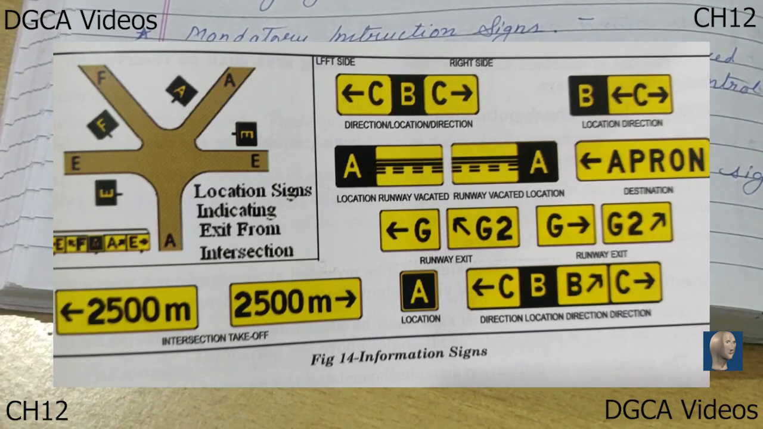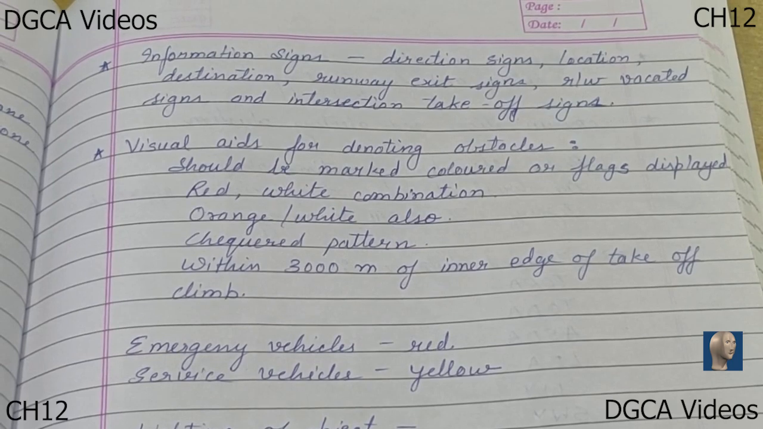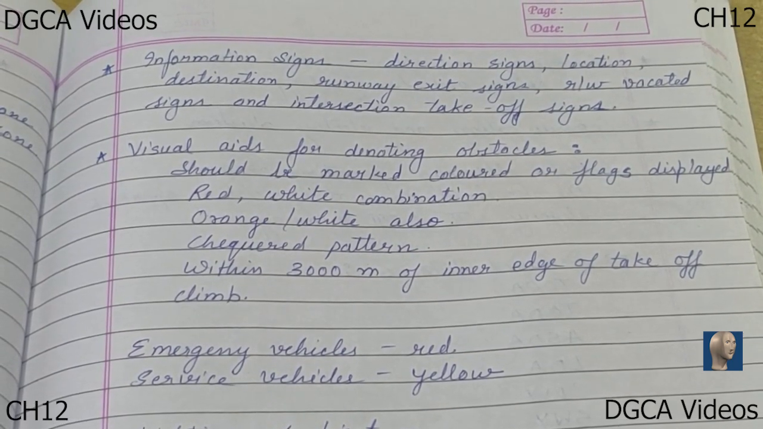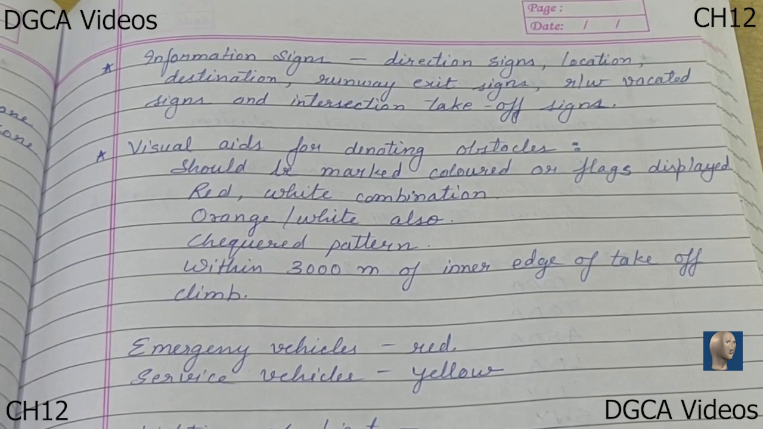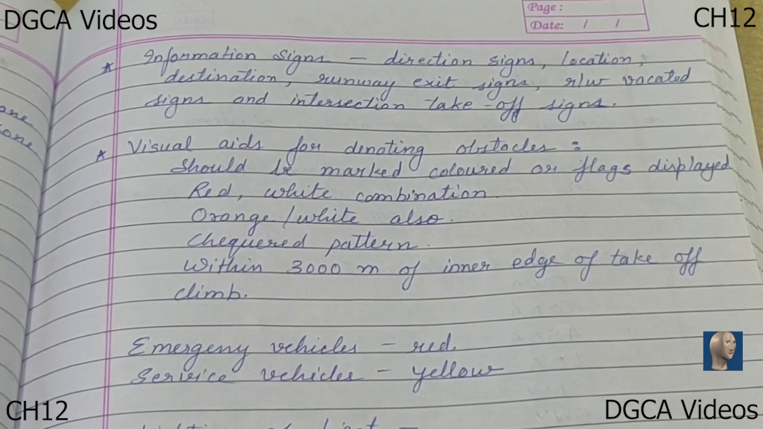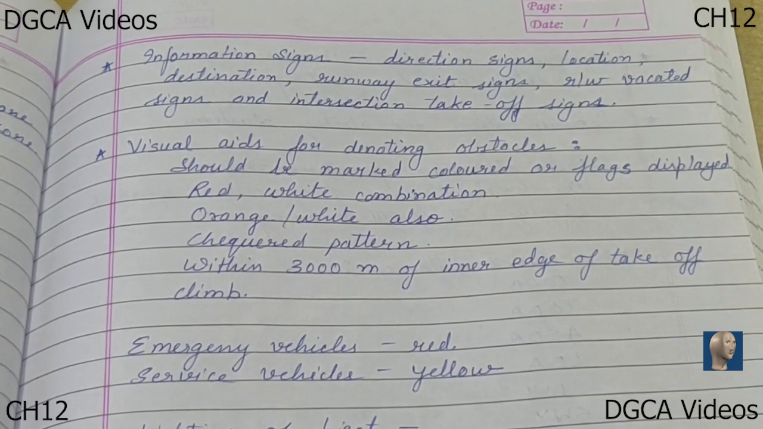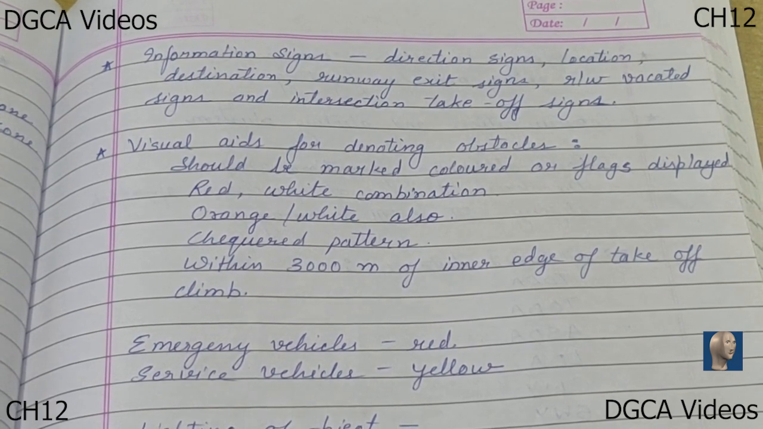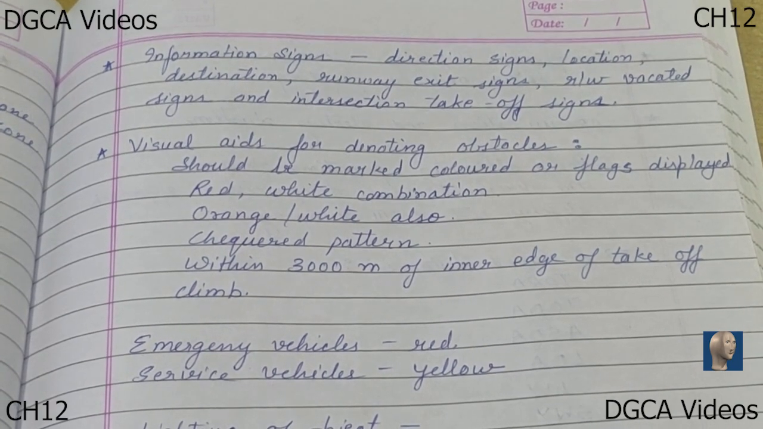Okay. Next, moving on to information signs. Information signs are actually the direction signs, location, destination, runway exit signs, runway vacated signs, and intersection takeoff signs. So these all are included in information signs. These are mostly yellow colored background with black color inscription.